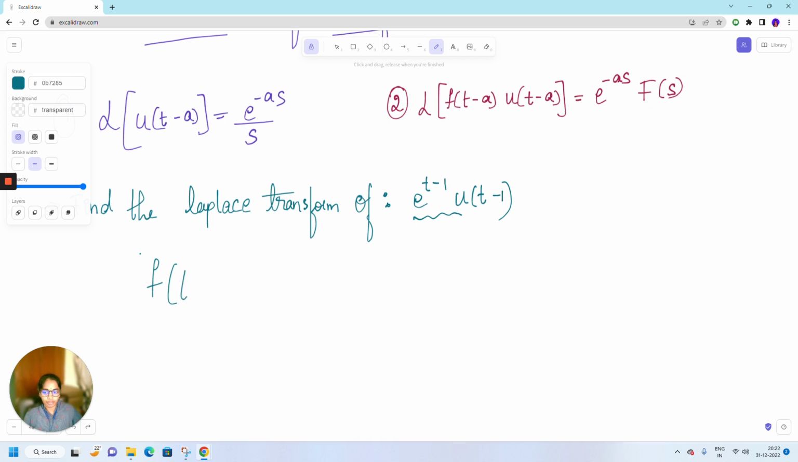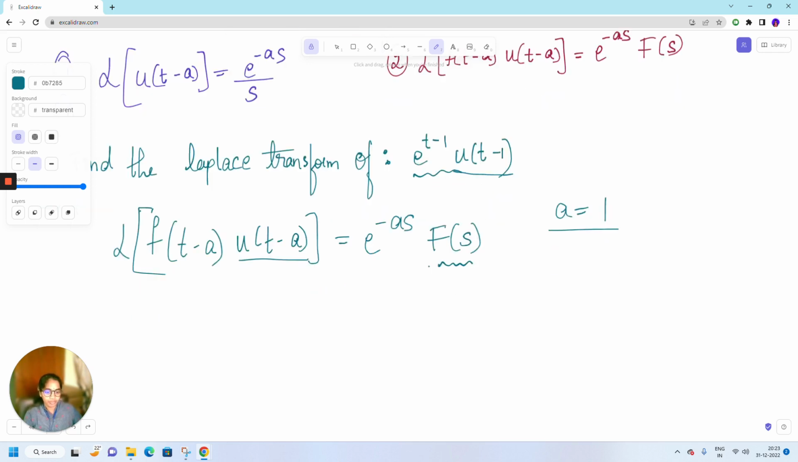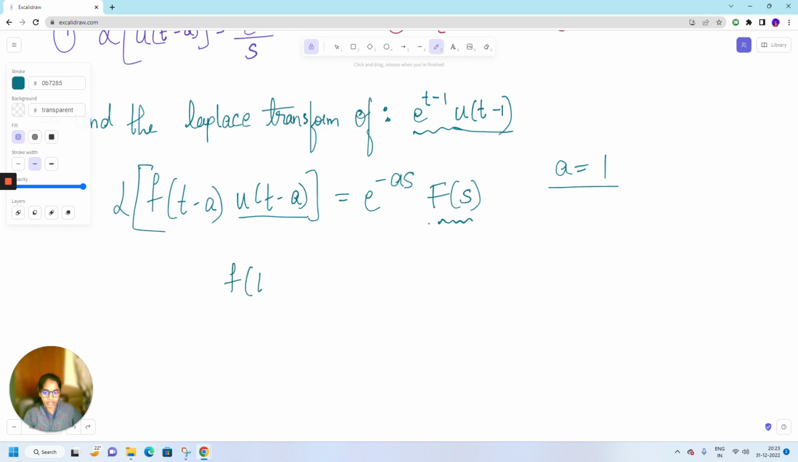What do we have in place of f of t minus a? Firstly, let me write down the formula. Laplace of f of t minus a into u of t minus a is equal to e power minus as into f of s. So I would have to first find f of s. Comparing the question and the formula, in place of a, we have 1. In place of f of t minus 1, we have e to the power t minus 1. We are supposed to find f of s, not f of s minus a. This is our f of t minus a. If I find Laplace of this, I would get f of s minus a.